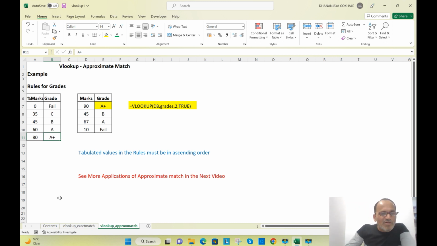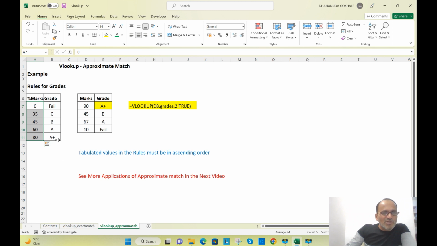Imagine trying to solve this by using nested IF. Those of you who have not seen my previous video on logical functions, IF and nested IF, please do go and take a look over there. But here it is going to be solved magically by using a VLOOKUP. It is necessary that these values must be in ascending order. Tabulated values in this must be in ascending order.